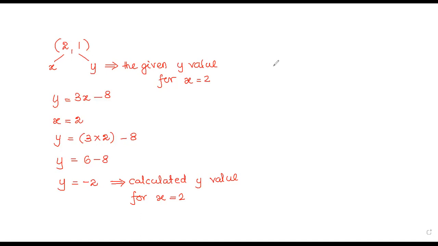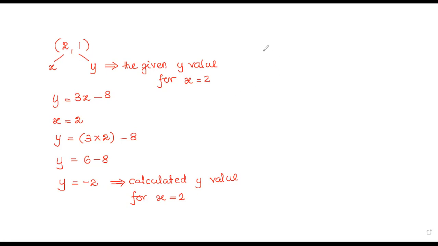So you identify the x value of the coordinate, substitute that x value into the formula, and calculate the y value. If that y value is not equal to the given y value with the same x coordinate, that means this point does not lie on the given line. By any chance, if we get the same value, then we write that the given y value for x equal to that value and the calculated y value for x equal to that value are the same. Therefore, this point lies on the line.